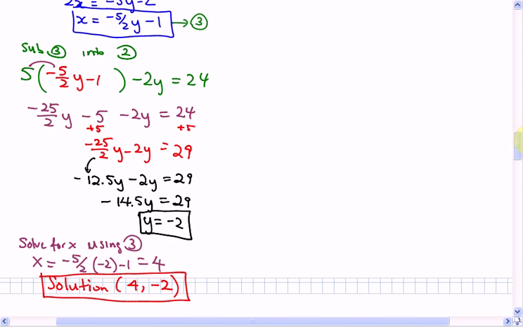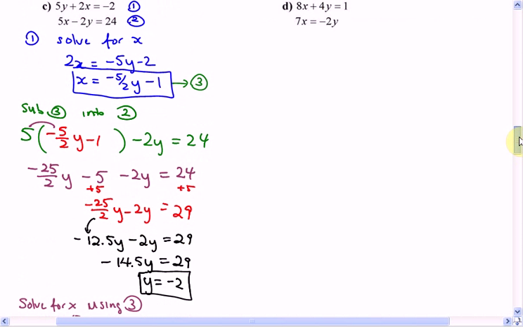Okay. All right. D. Also not so nice. You decide what you want to do. I'm going to take equation number 2 and solve for y.